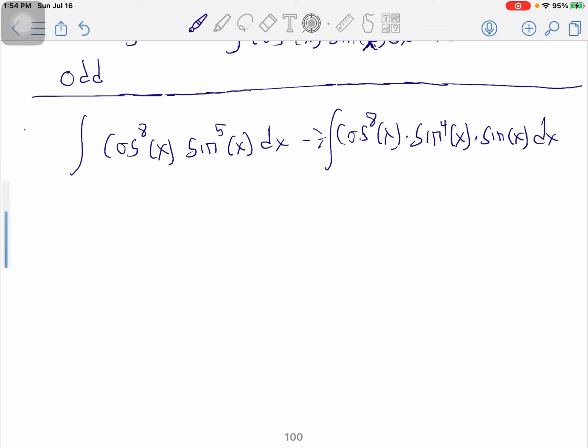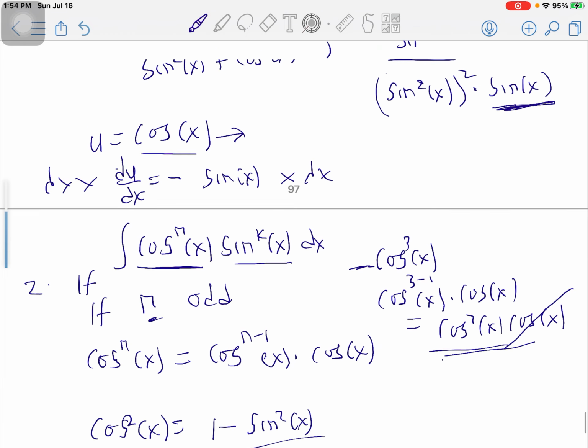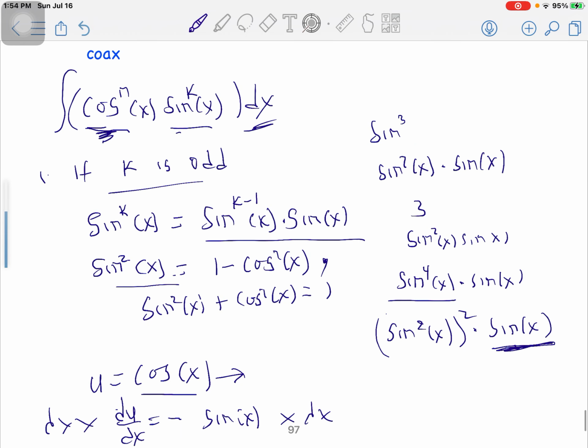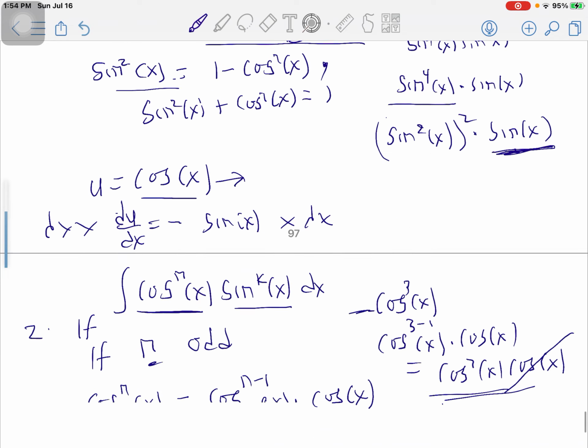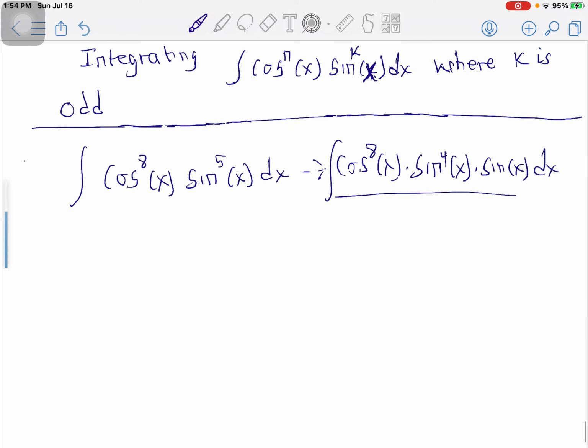Doing this, we can employ most of the strategies that we have learned. This is strategy 1 that we learned in my previous video: if k is odd, here if sine is odd, we can rewrite it as this. This is the strategy 1 that we have been able to employ.